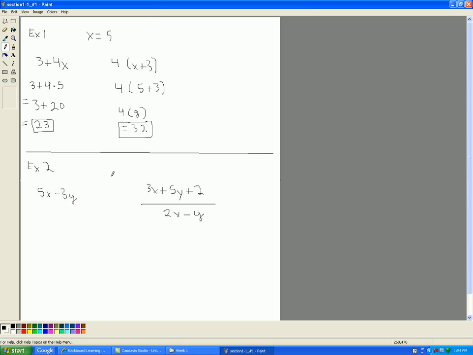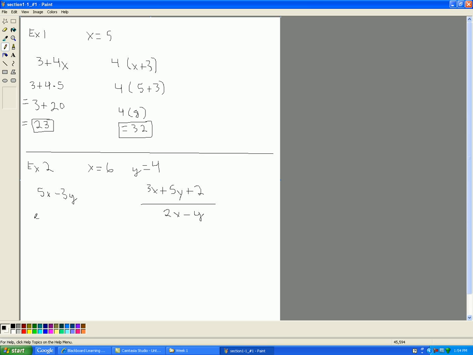In example 2, it gets a little more difficult. They ask us to evaluate the expression, but now they give us two variables. And the values for the variables are x is equal to 6 and y is equal to 4. So we do the same type of thing. Don't make it harder than it really is. All we got to do is plug in: everywhere we see an x, we put 6. Everywhere we see a y, we put 4.